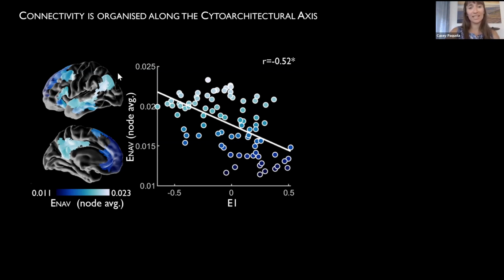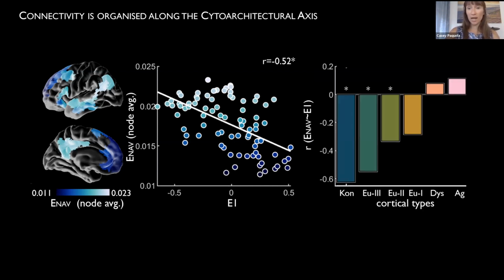So we have that there's a decrease in navigation efficiency across this cytoarchitectural axis. And this effect is especially pronounced for more granular types, as you see here. So the lower E1 values have especially heightened navigation efficiency to more externally focused areas. So in essence, we find that connectivity of the default mode is organized along that cytoarchitectural axis.